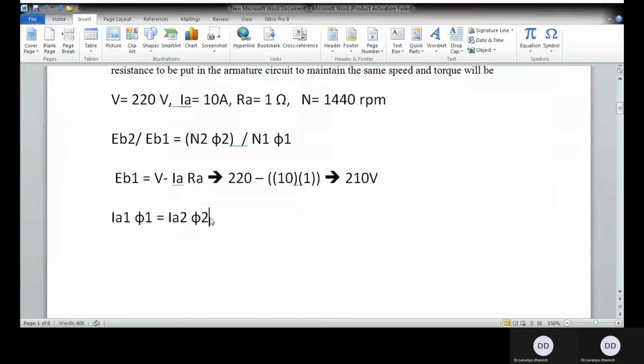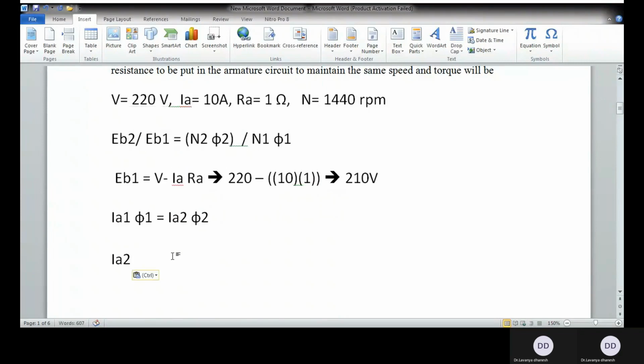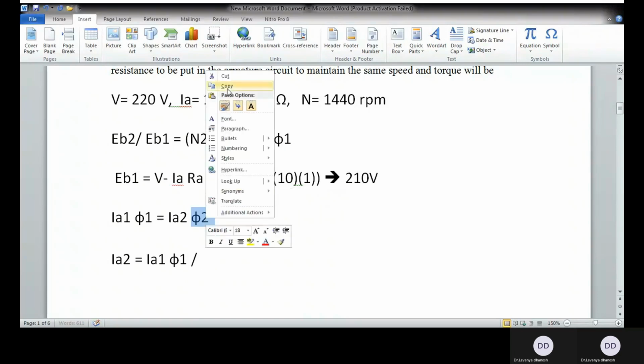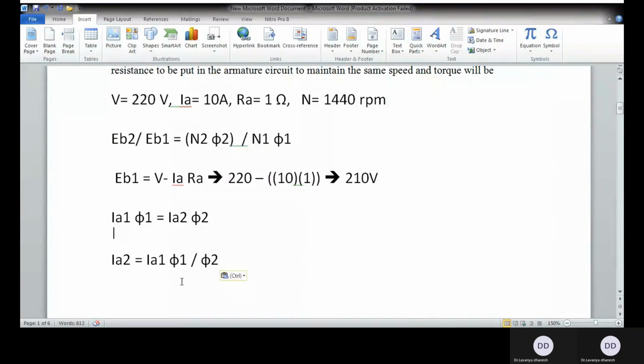IA phi is constant, right? Okay. This is one relation. You have a relation, and from that you find out IA. So here, phi 1 by phi 2. IA2 is equal to, from that I'm finding it out, IA1 into phi 1 divided by phi 2. So from that, we just substitute the values.